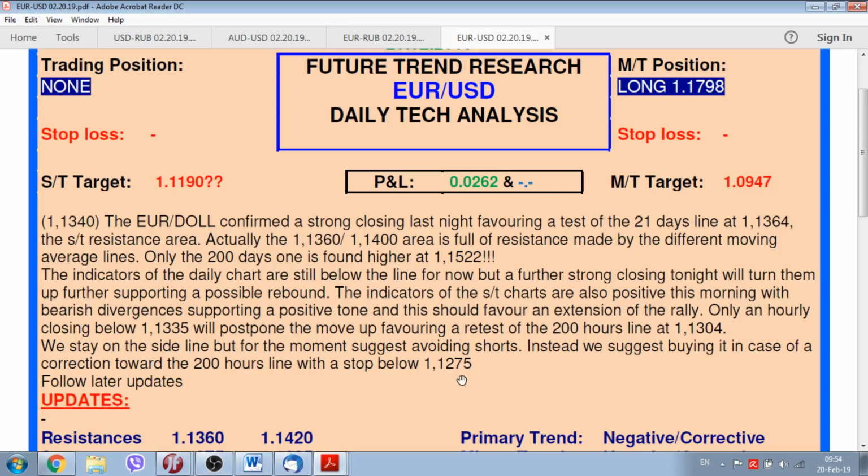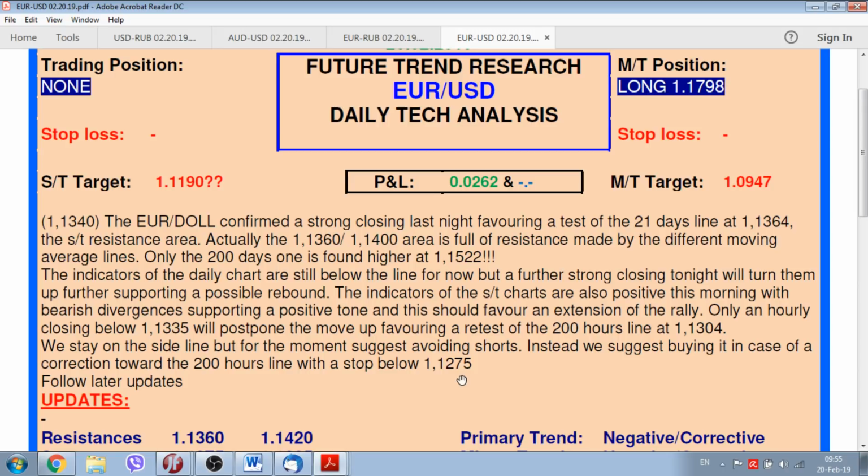Indicators of the short-term charts are also positive this morning, with bearish divergences supporting a positive tone, and this should favor an extension of the rally. Only an hourly closing below 113.35 will postpone the move up, favoring a retest of the 200 hours line located at 113.04, and FutureTrendResearch will use such an opportunity to open a long position with a stop below the 200 hours line, located around 112.75.